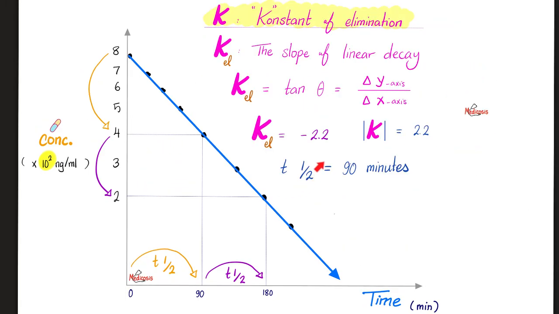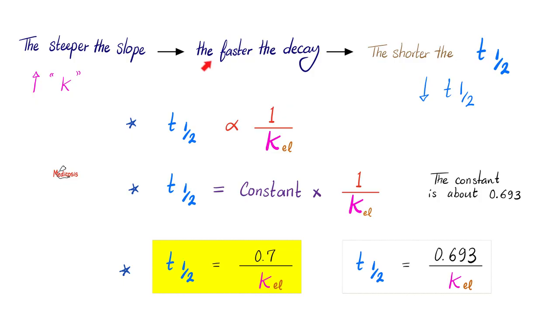Don't forget that the half-life is a time and is to be found on the x-axis. The steeper the slope, the faster the decay, and the shorter the half-life. Between T-half and K elimination is an inverse correlation. The faster the elimination, the shorter the half-life. When K elimination goes up, the half-life is going to go down. It gets shorter because you do it faster. If I get to work faster, I have decreased the time.